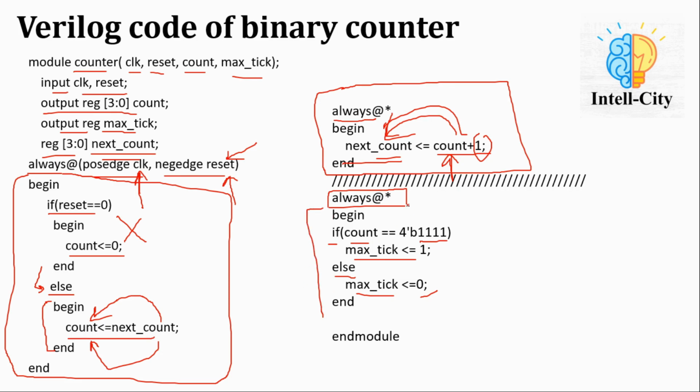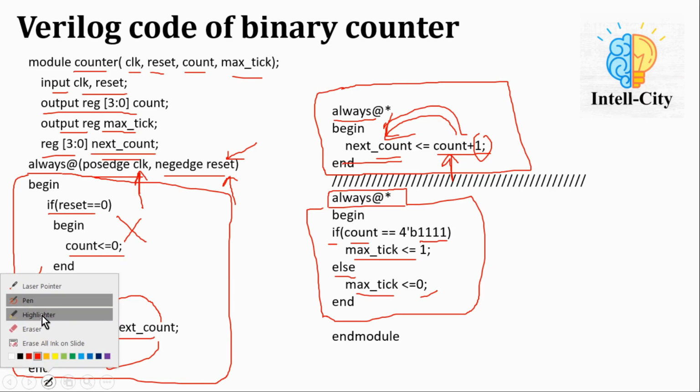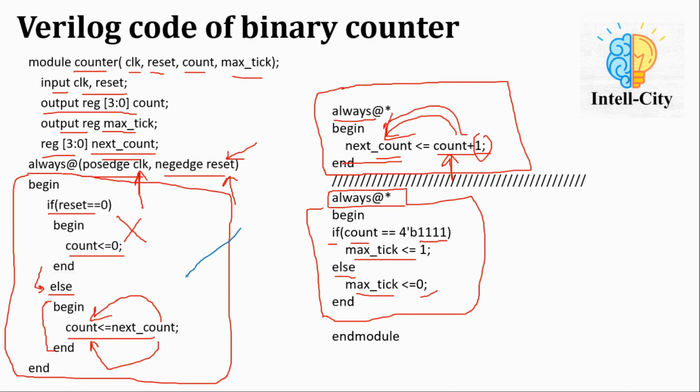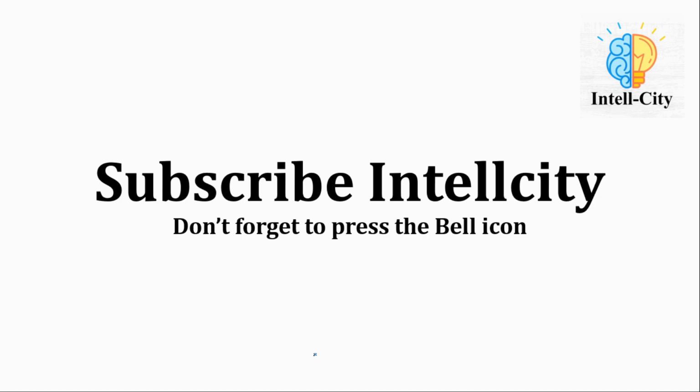So what we have done is partitioned our system of a free running binary counter with max tick capability into three blocks. One is the sequential logic block or state logic block, then the next state logic block, and finally the output logic block. Let's go to Vivado and implement this design in the Vivado design suite, and by writing the test bench code, we are going to simulate this code in Vivado. So let's go to Vivado.